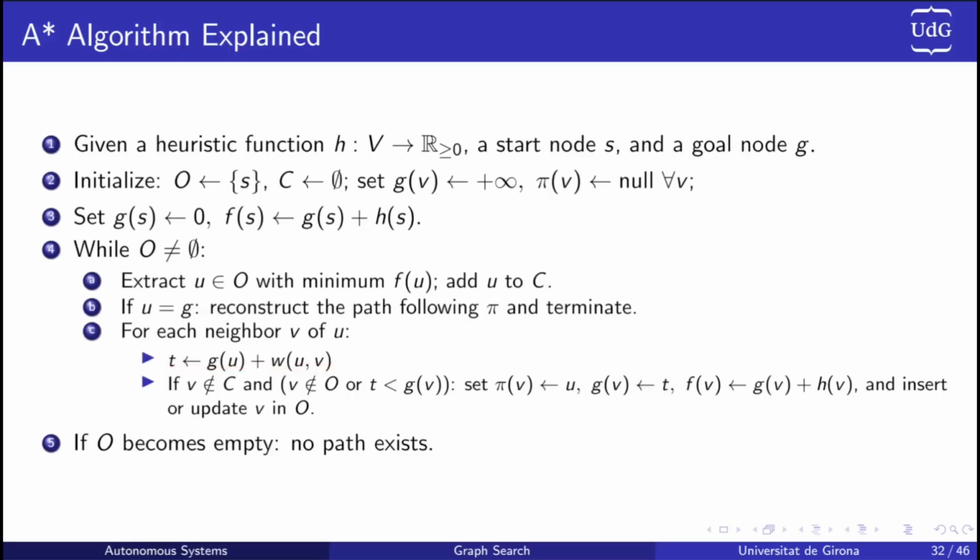The idea of this algorithm is that at some moment we reach this point, that the node that we extract from O is the goal. And here is where the algorithm should terminate. If at some moment O becomes empty, it means that there is no path. There is no path to the goal.